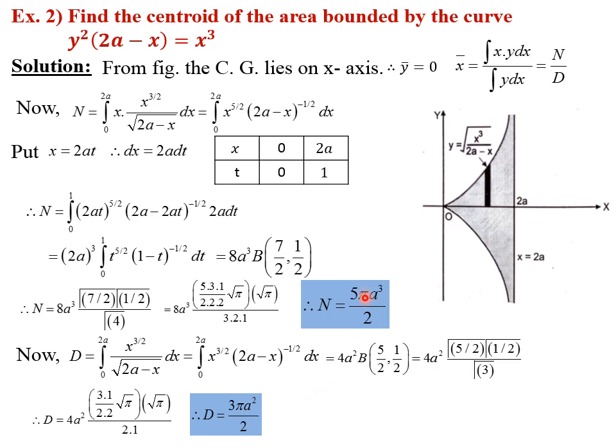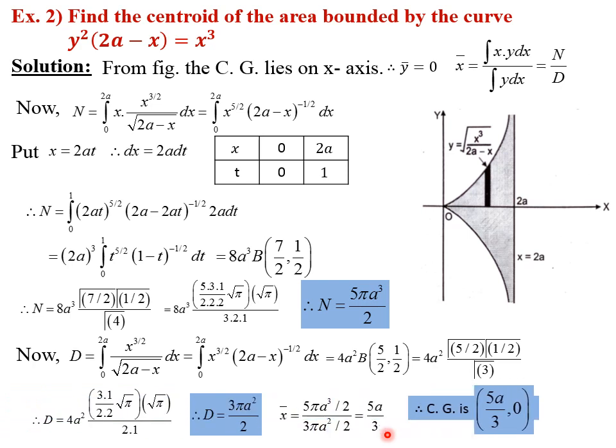After getting values of n and d, let us put them in x bar to get the actual value of x bar. So we are getting x bar is equal to 5 pi a cube divided by 2 whole divided by 3 pi a square by 2. When we simplify it, at the end we are getting it as 5a upon 3, which is again a constant quantity, remember. And now already we have defined y bar equal to 0 here, and we evaluate the value of x bar as 5a upon 3.